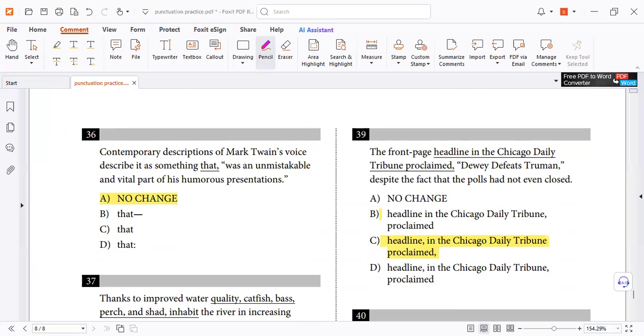36, it must be letter... No, try again. No way.